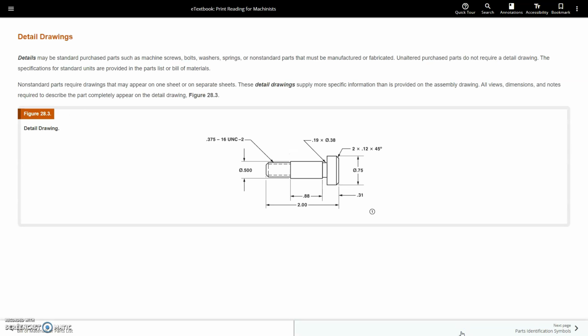Details may be standard purchased parts such as machine screws, bolts, washers, and springs, or non-standard parts that must be manufactured or fabricated. Unaltered purchased parts do not require a detailed drawing. The specifications for standard units are provided in the parts list or bill of materials. Non-standard parts require drawings that may appear on one sheet or separate sheets. The detailed drawings supply more specific information than is provided on the assembly drawing. All views, dimensions, and notes required to describe the part completely appear on a detailed drawing.